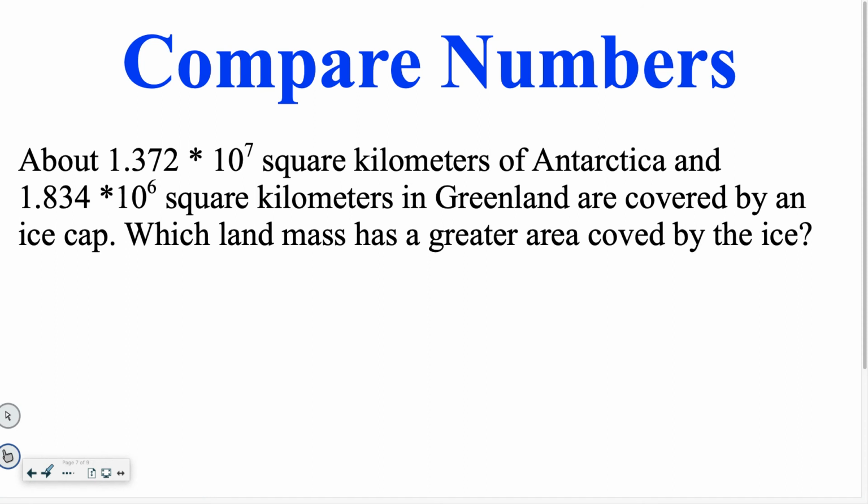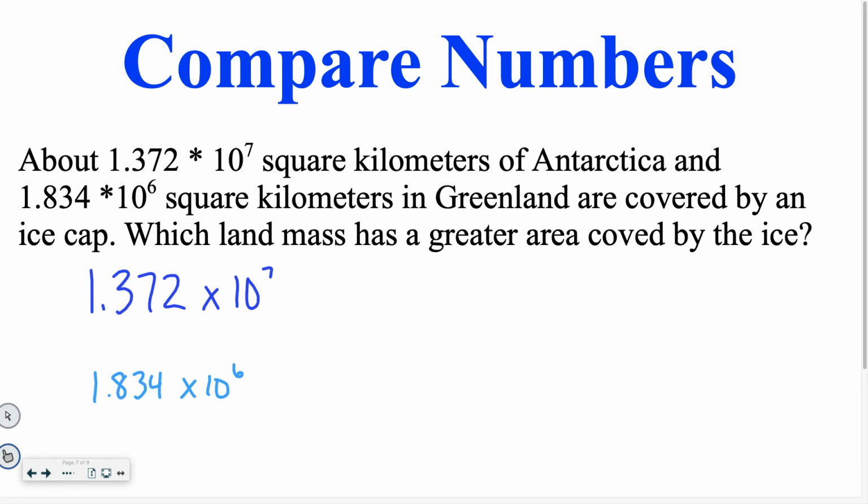Now let's practice comparing numbers. So we have about 1.372 times 10 to the 7th square kilometers of Antarctica, and we have 1.834 times 10 to the 6th square kilometers in Greenland covered by an ice cap. Which landmass has a greater area covered by the ice?